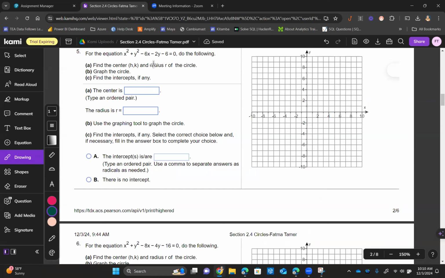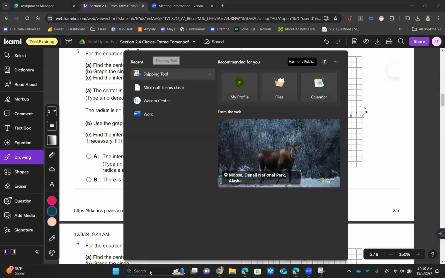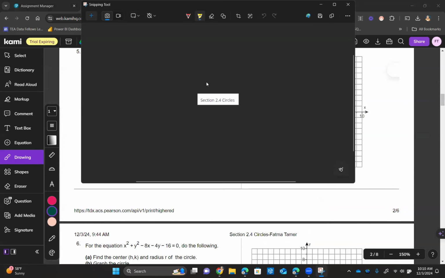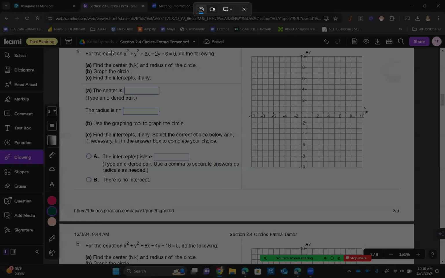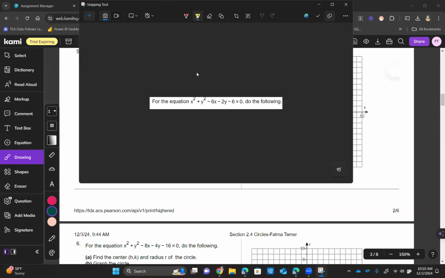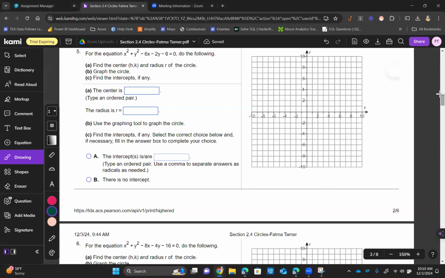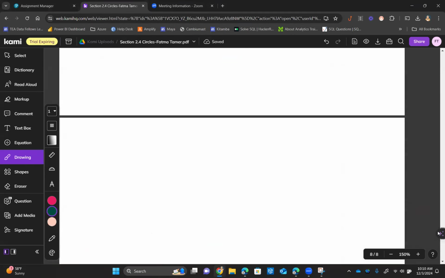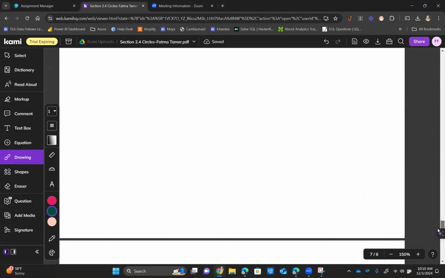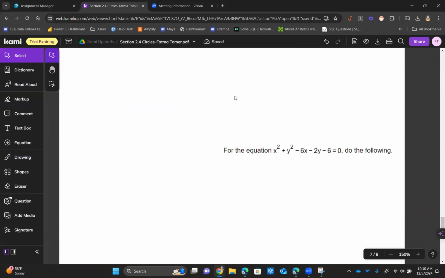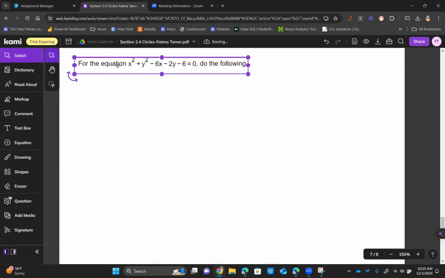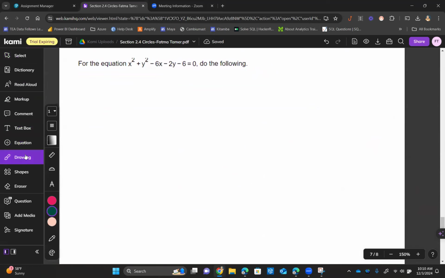I think I want to just copy this at the bottom of the page, where there is more room to show our proper work. So we're going to copy this, go to the end of the document, and place it here so we have enough space to show work.